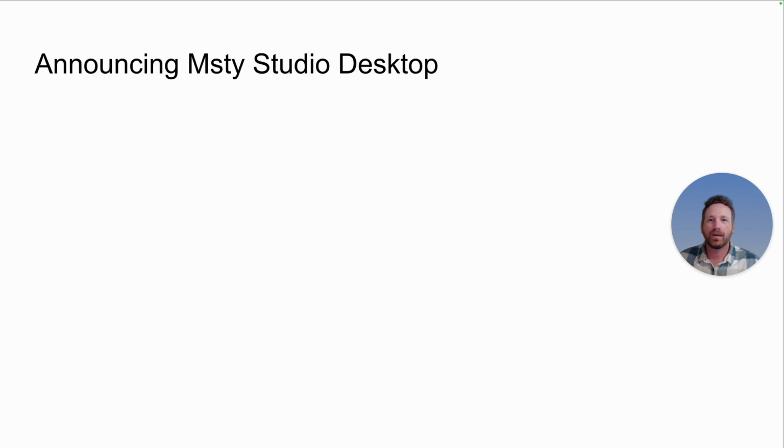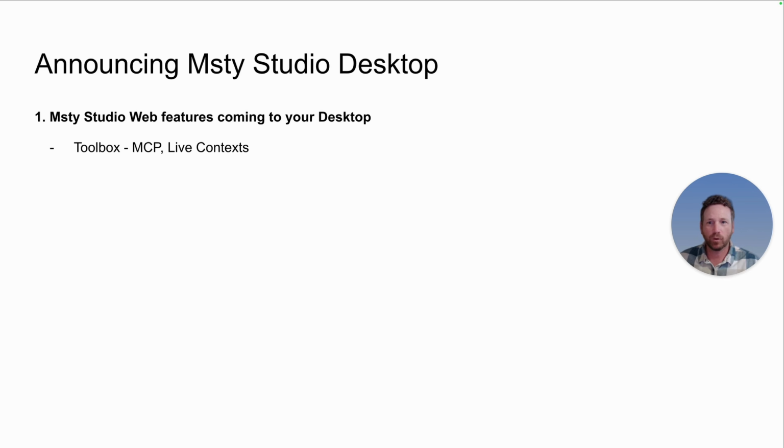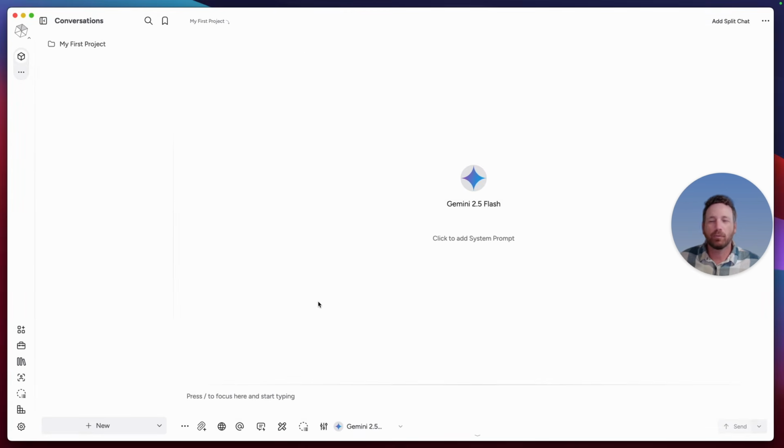And what can you expect on Misty Studio Desktop? Well, the good news is all those cool things that we've been doing for Misty Studio Web, it's going to make its way down to the desktop. And of course, that includes Toolbox with MCP support, as well as live context. It's going to include personas and the autoresponder, and also turnstiles and forge mode and more. And why don't we check out some of these features and give a little bit of a demo?